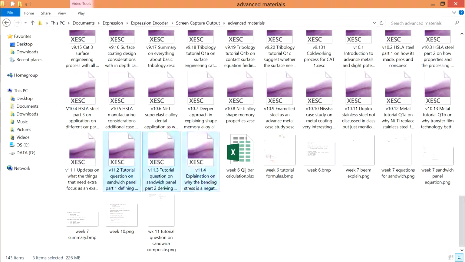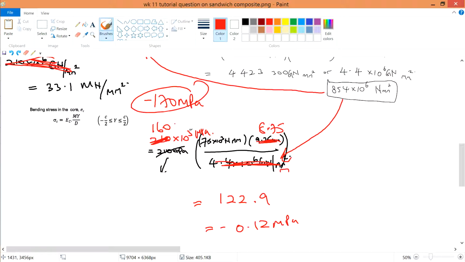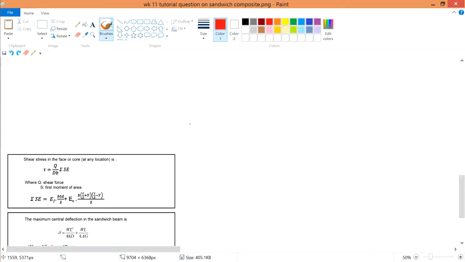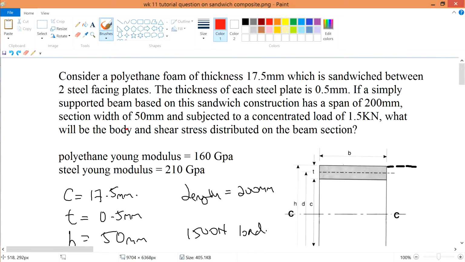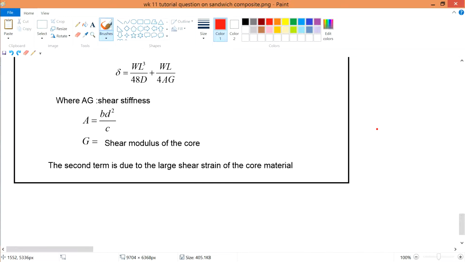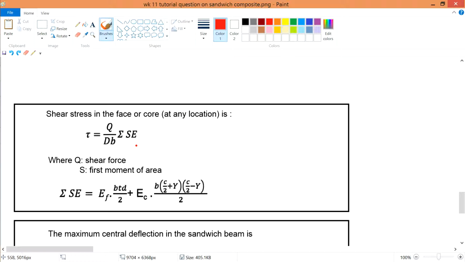11.2 onwards. These three videos I've gone through, so you can just watch them, then come back here. This is part 4 already. So the Q is actually the concentrated force. The D is the one that we have derived when having a lot of problems. The B itself is just a distance, the width of your sandwich. And the S E, take note, is the first moment of area.